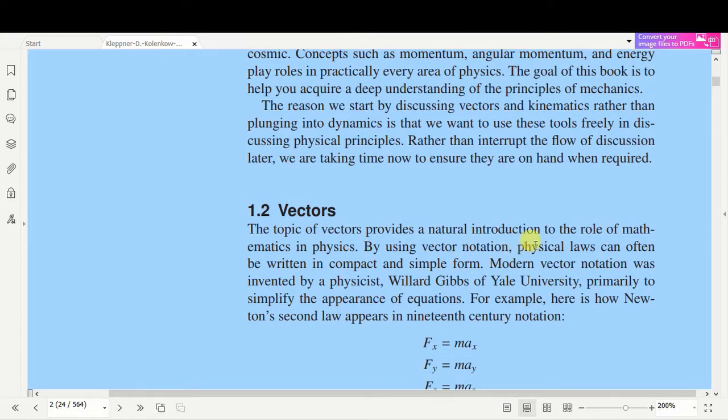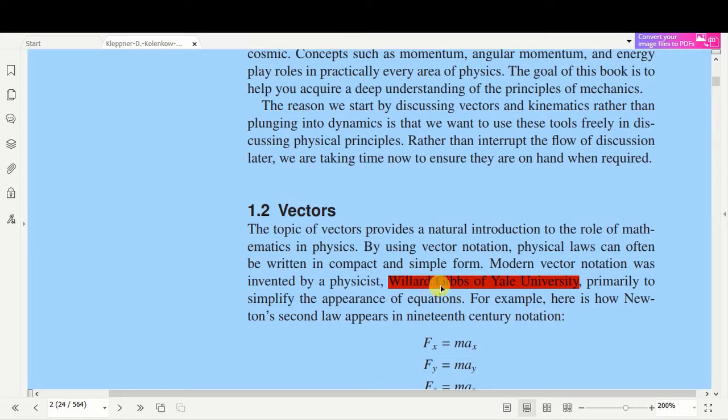By using vector notation, physical laws can often be written in compact and simple form. Great. Modern vector notation was invented by the physicist Willard Gibbs of Yale University. So if you want to become an IAS officer, maybe it will be a question: who invented these silly notations of vectors?